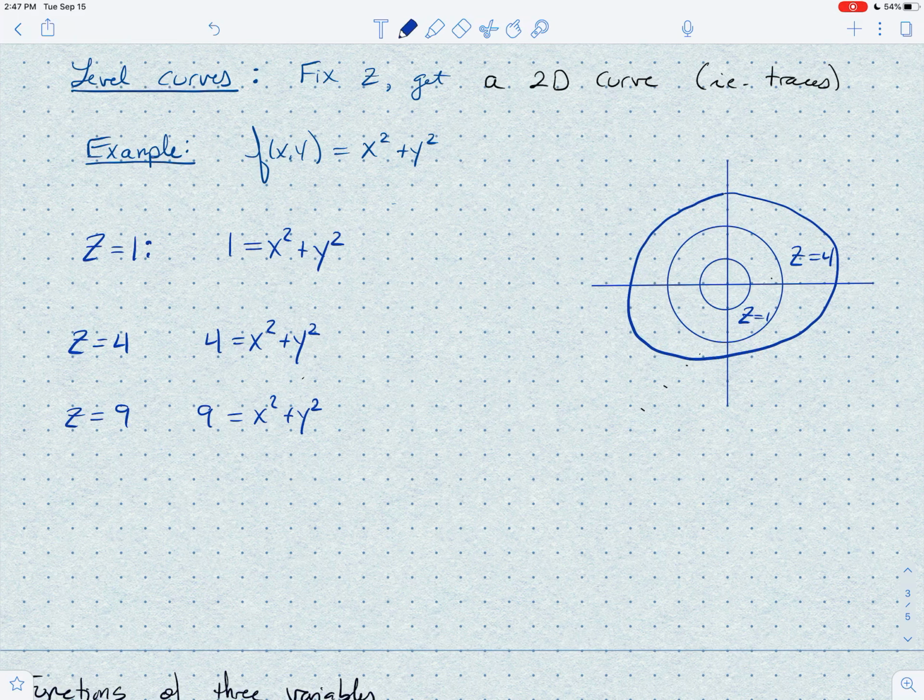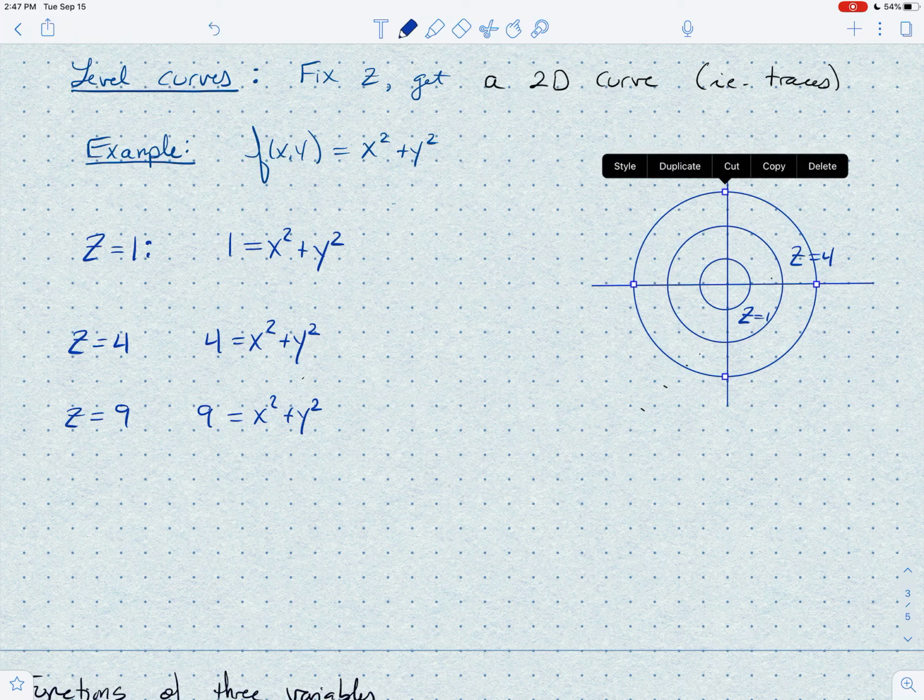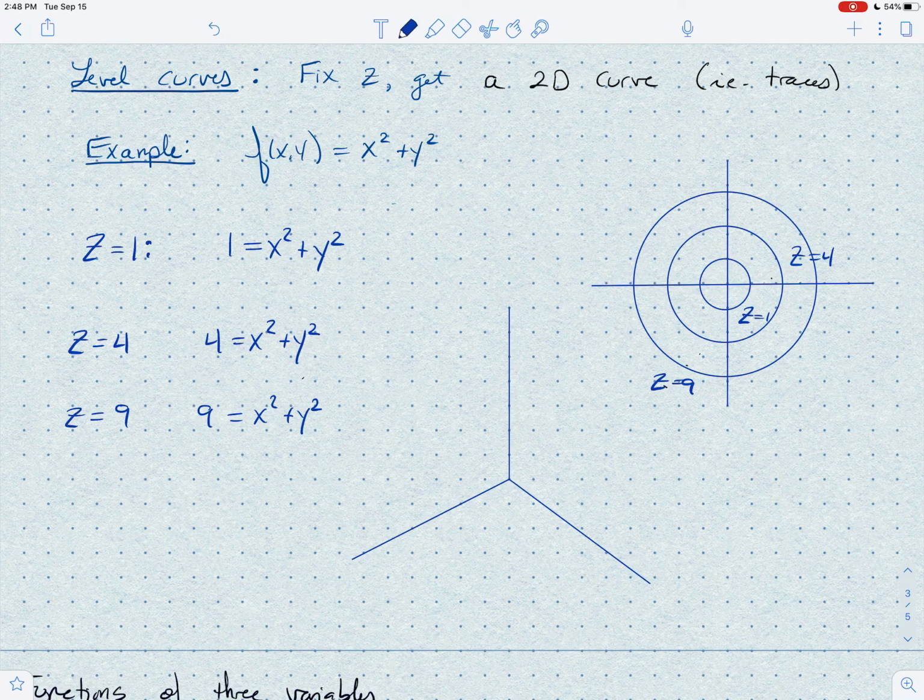At some point we should all be comfortable with this, so I'll just do that. This is z equals 9. So you put all that together, realizing that the higher z value you pick, the larger circle you get. It's not too difficult to realize that the graph of the surface in 3 space looks something like this. You can see each of those slices. Here's the z equals 1 slice, here's the z equals 2 slice, here's the z equals 9 slice, all giving you those circles. So level curves are super useful.